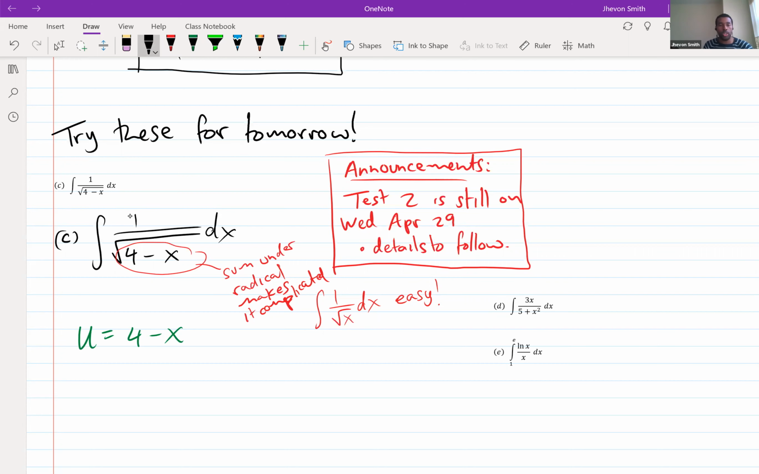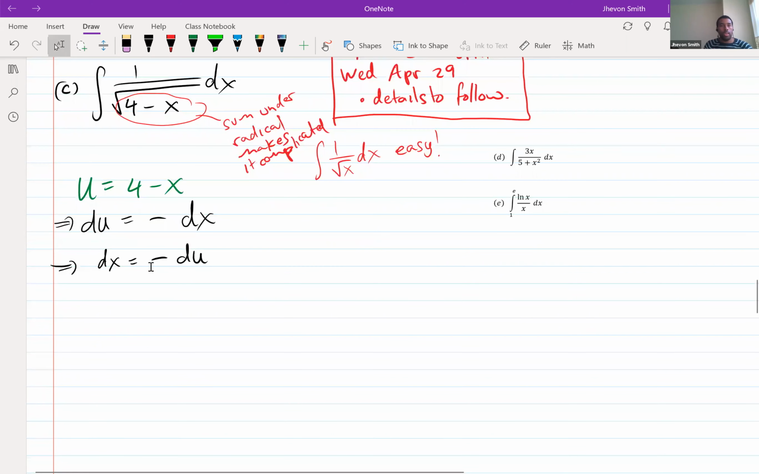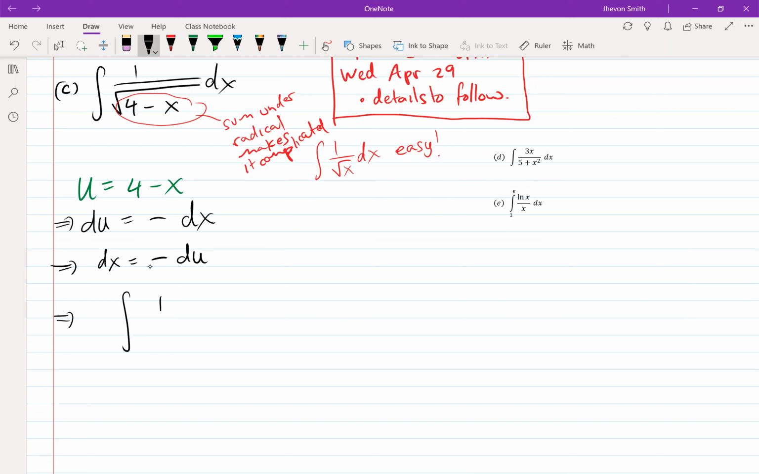All right, so now that you've chosen that, what else? You find the derivative of u, so that would be negative dx. Right, then you just modify that to have dx equals du over -1, or negative du, same thing. And then what? Then you just plug in u into the equation. Okay, so what does your integral look like? 1 over square root of u, and then du over -1, or negative du. Yeah, all right, and then?